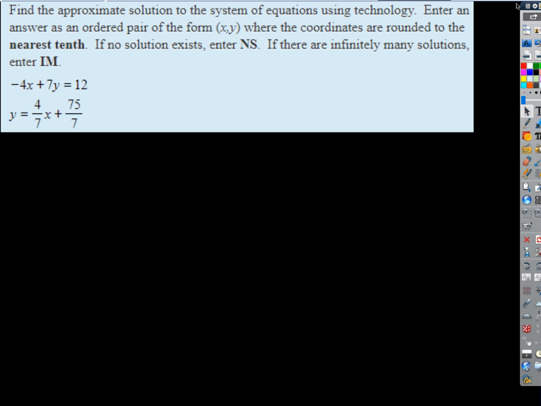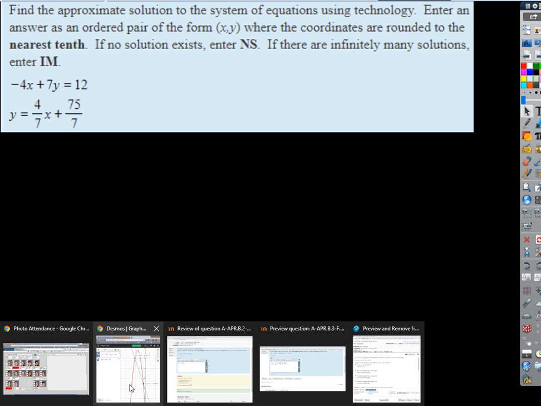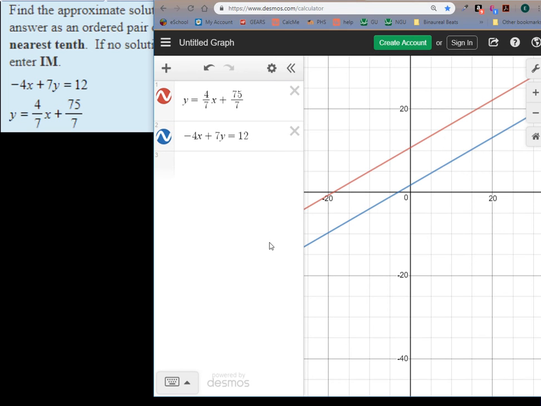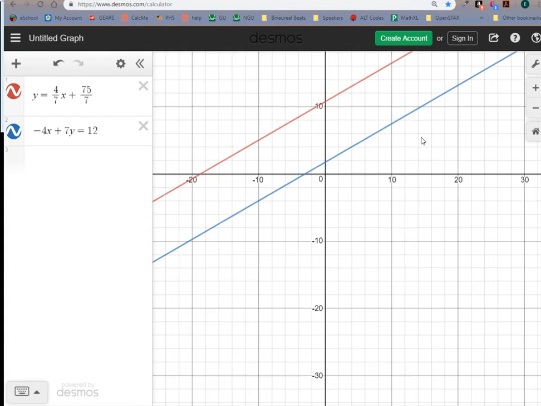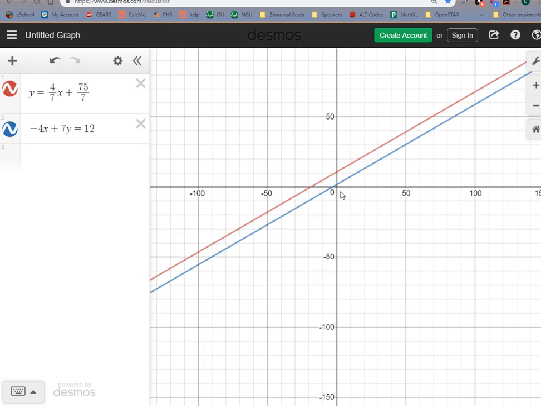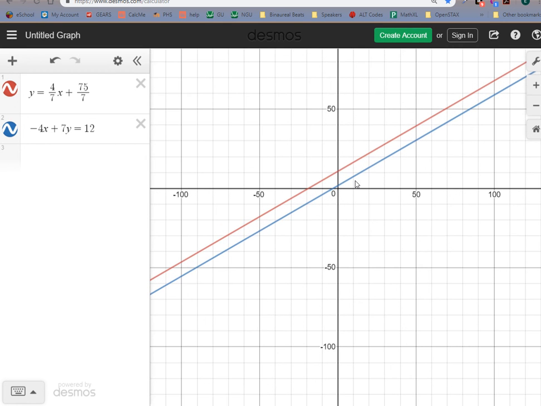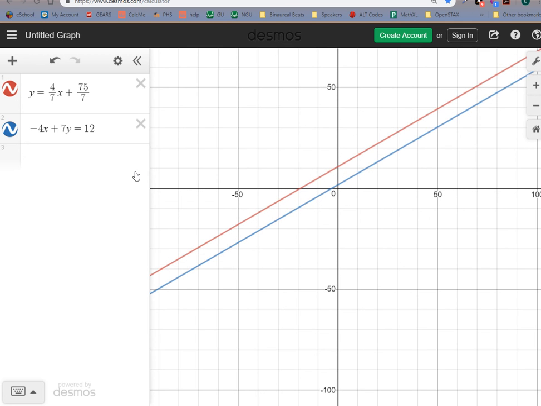What about this? What do you think? Same thing, right? Yep. Okay, so there they are. They're both graphed. What do you notice about those graphs if I zoom out? They're parallel, so what's that mean? No solutions. Okay.